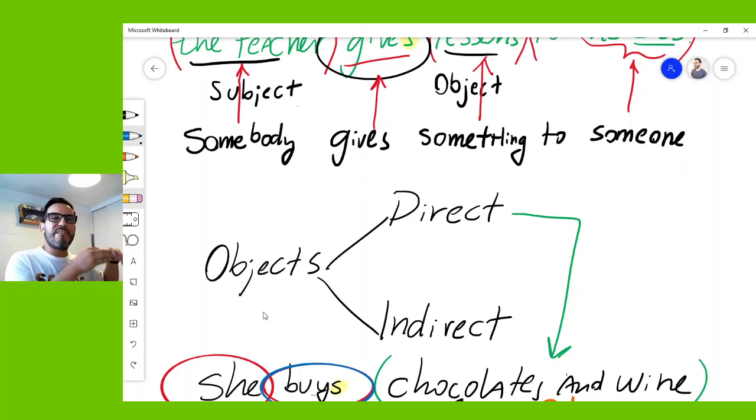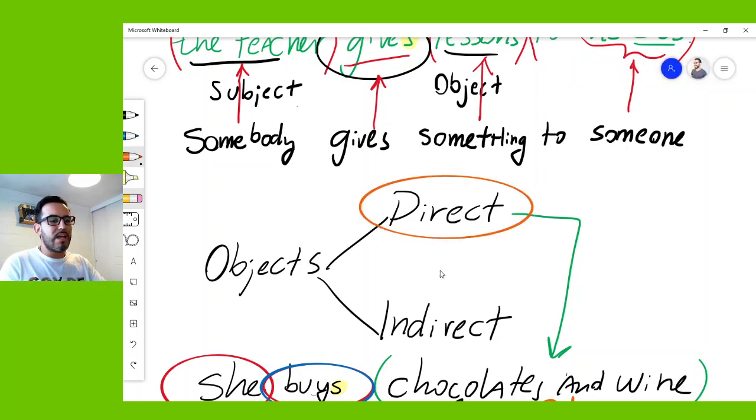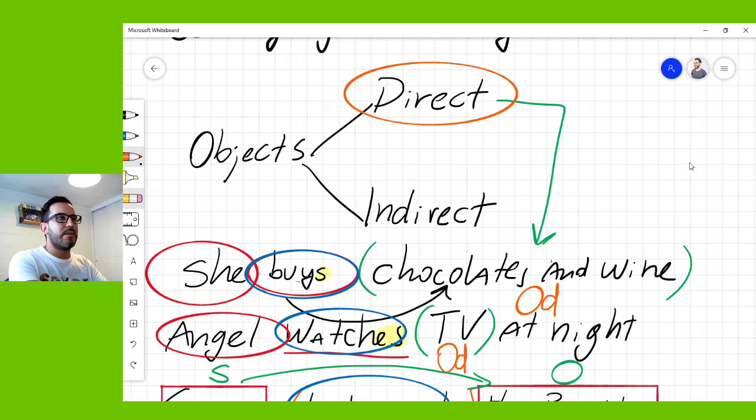The object is affected by the verb. The main verb here is eat. So in I eat pizza, eat is the action affecting the object. We have two types of objects. One type of object is the direct object. And the second type is the indirect object.